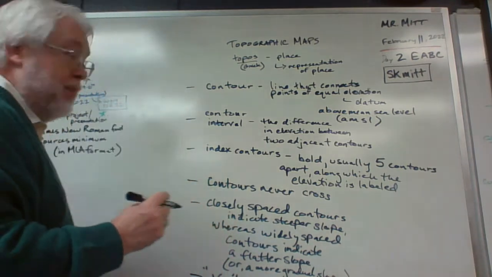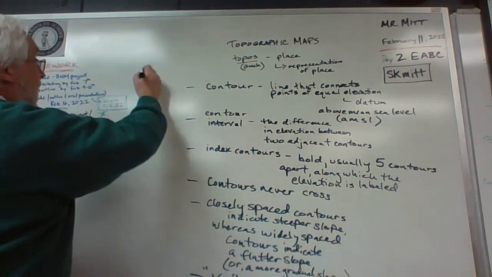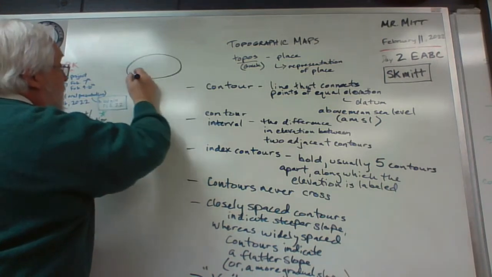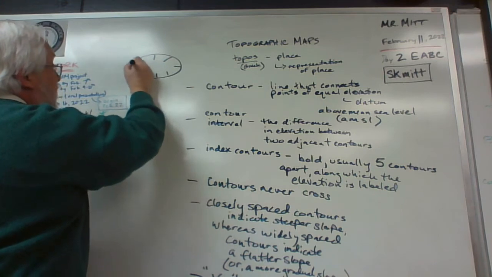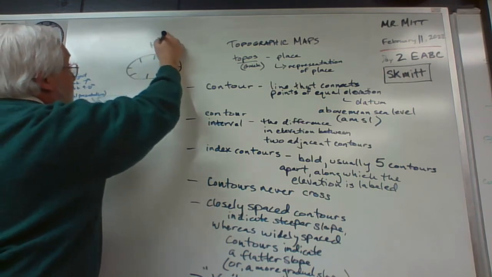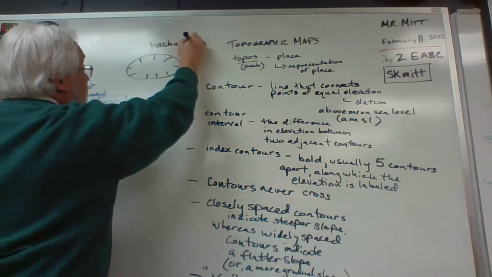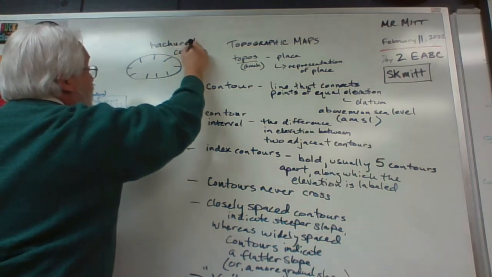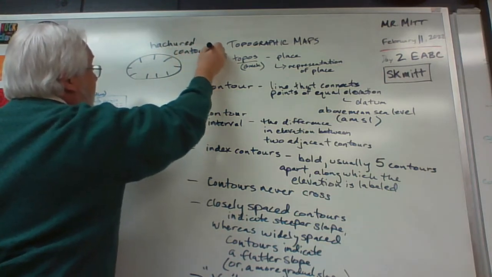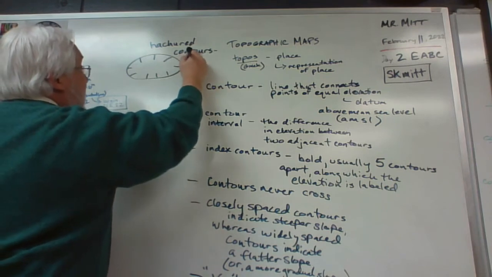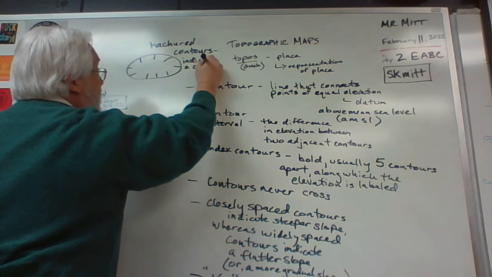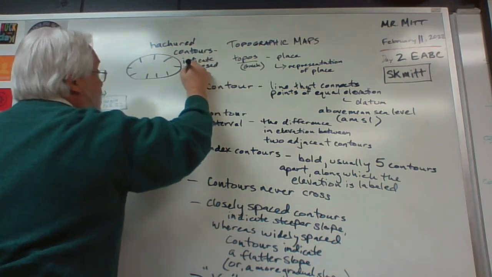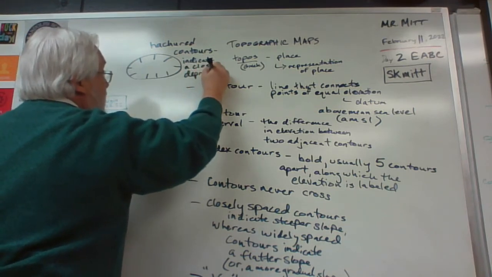The final thing that I want to point out is we have what are called hachured contours. We have these little tick marks that point inward, hachured contours. These indicate a closed depression. A closed depression, a low spot.